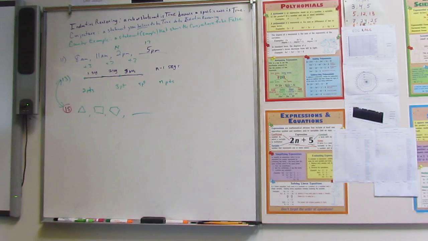So the first one's a triangle, the second one's a square, the third one's a pentagon. What's the fourth one? Anybody see a pattern? Huh? A rectangle? No. I could see that pattern though.